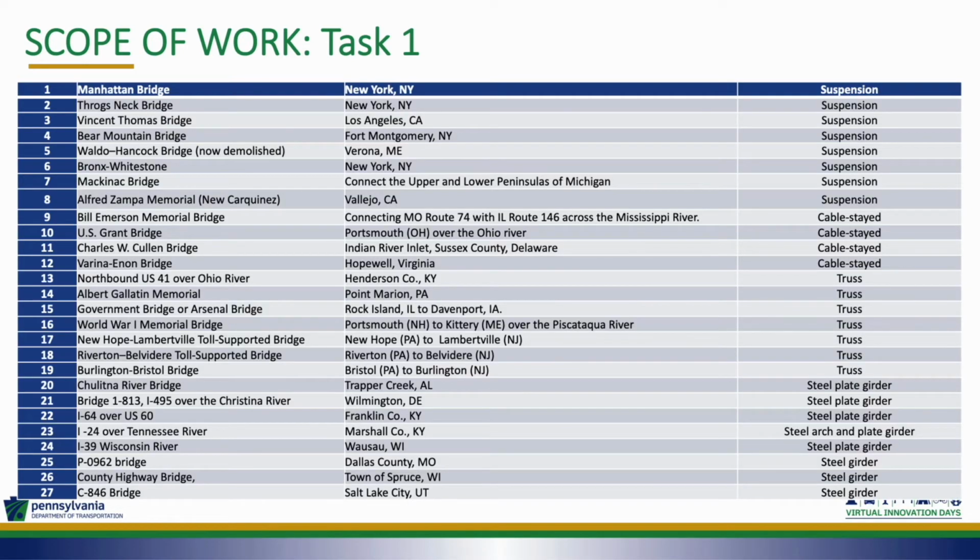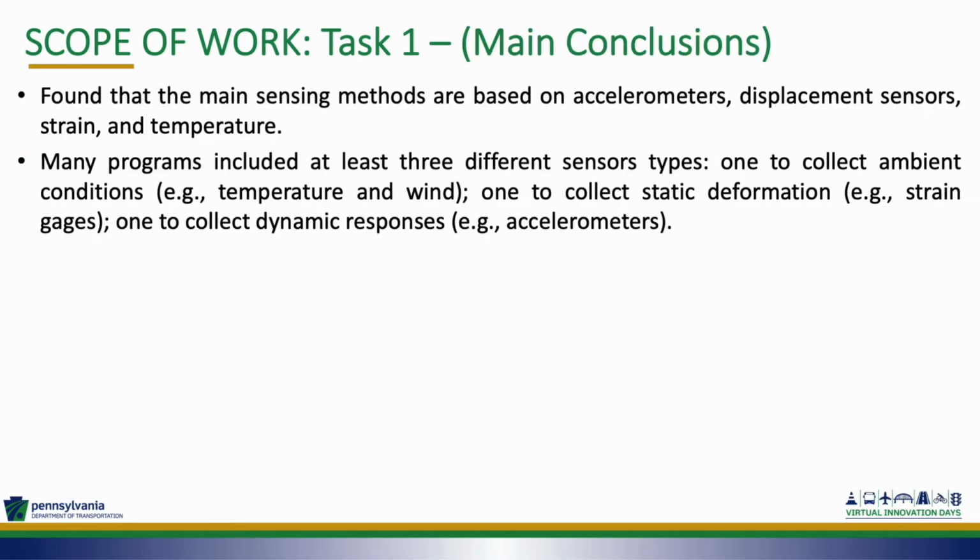This is a list of 27 out of 67 bridges, and this partial list is organized according to the bridge type. So what were our main conclusions for this task 1? We found that the main sensing methods are based on accelerometers, displacement, strain, and temperature.